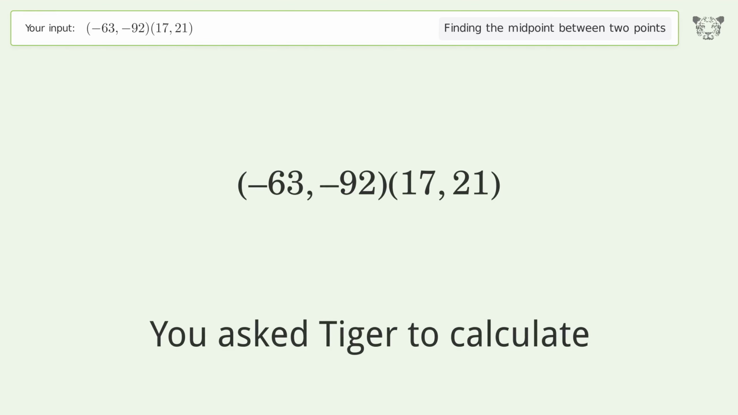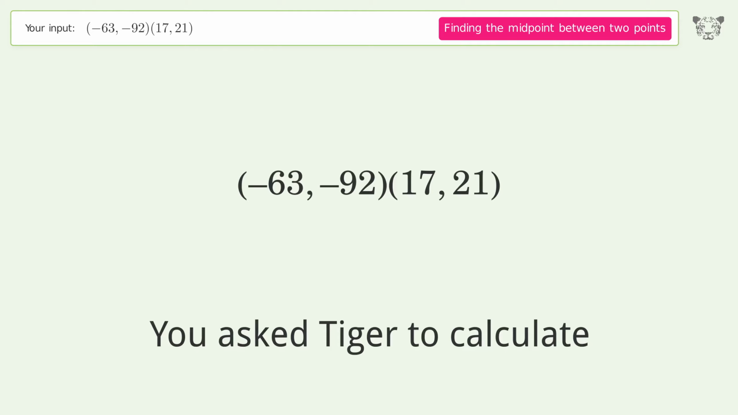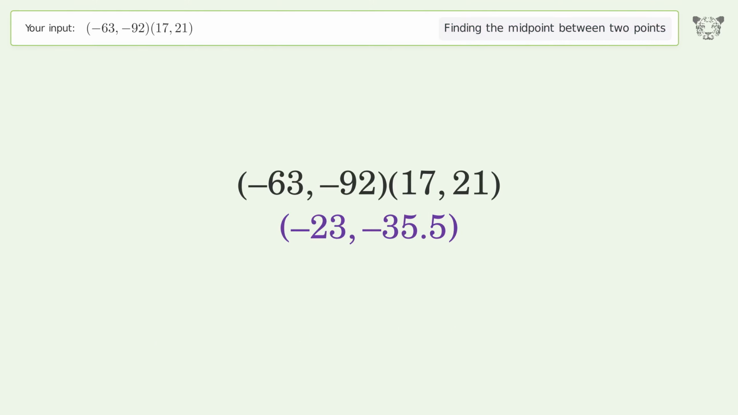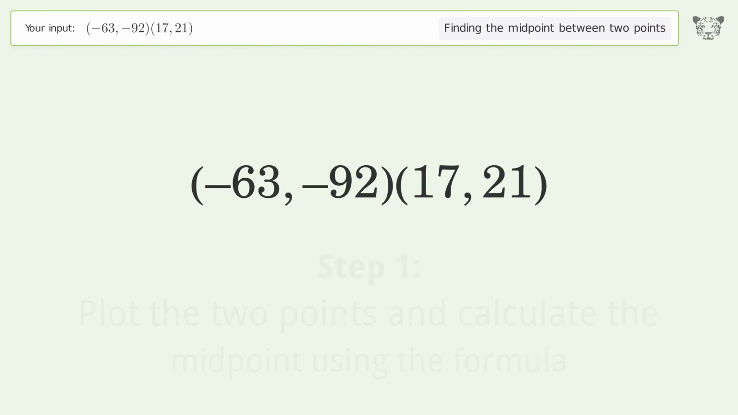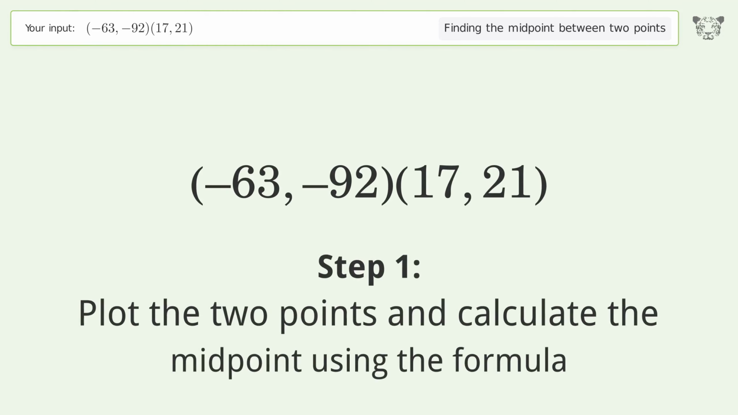You ask Tiger to calculate. This deals with finding the midpoint between 2 points. The midpoint between the 2 points is -23, -35.5. Let's solve it step by step. Plot the 2 points and calculate the midpoint using the formula.